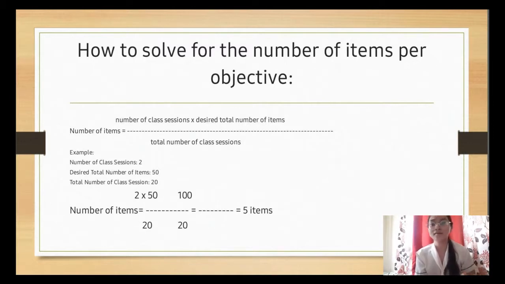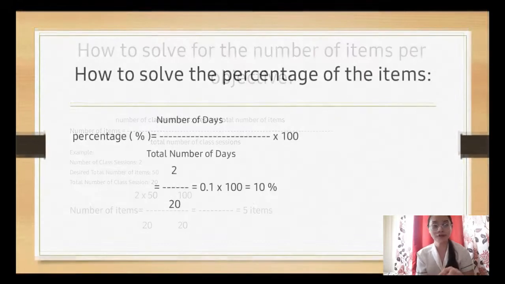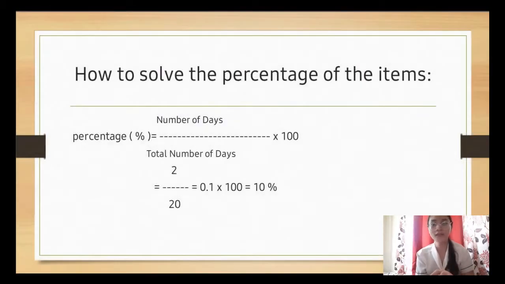And now, let's solve for the percentage of the items. By using the formula, percentage is equal to number of days divided by total number of days times 100. In the given, the number of days is 2 and the total number of days is equal to 20. So, 2 divided by 20 is equal to 0.1. And 0.1 times 100 is equal to 10%.